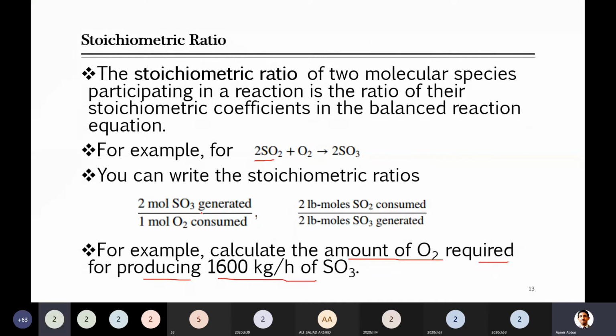Can anyone show the calculation here? Let me write it here because some of you may not be able to do this.